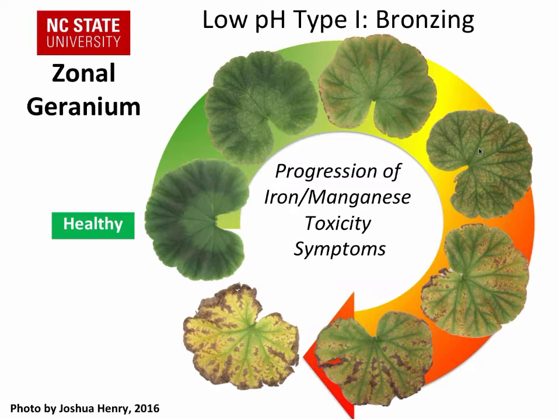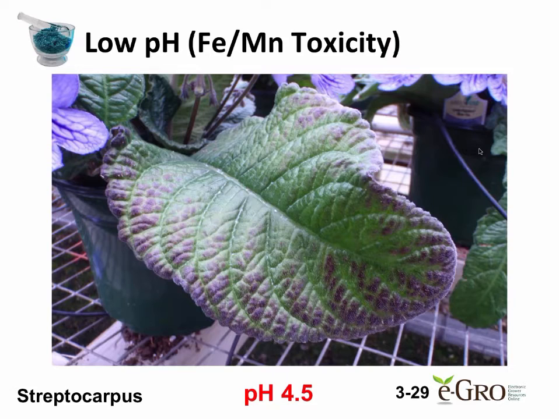Here's a problem we had with streptocarpus. I initially thought it was phosphorus deficiency because they were grown a little cold, but we did the pH test and the pH was 4.5. We also reported this situation in e-GRO Alert 329 2 years ago, if you want to look at that for more detail. So this is more of the blackening symptomology that we're running into.